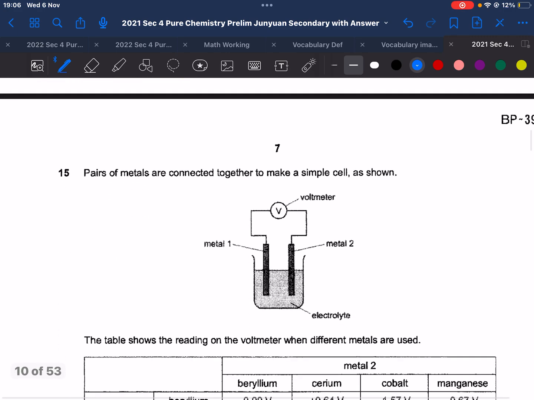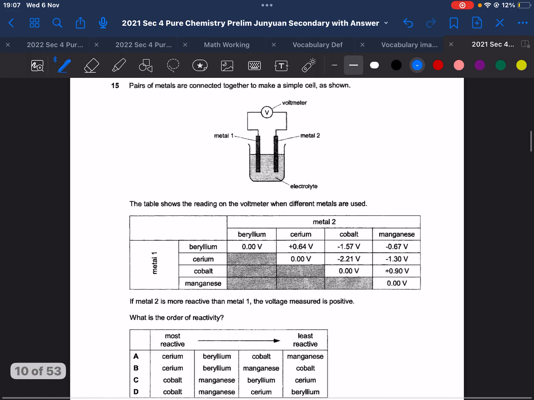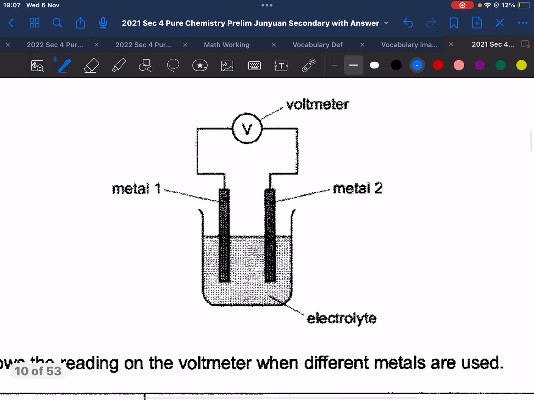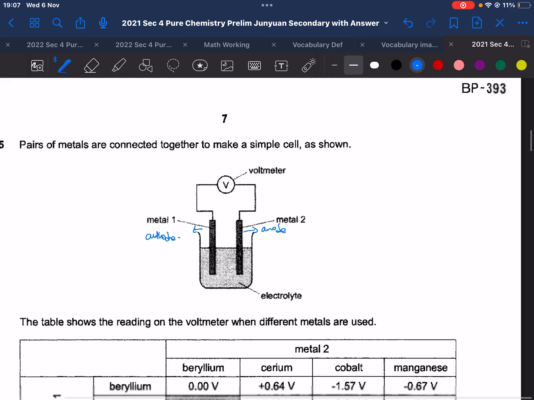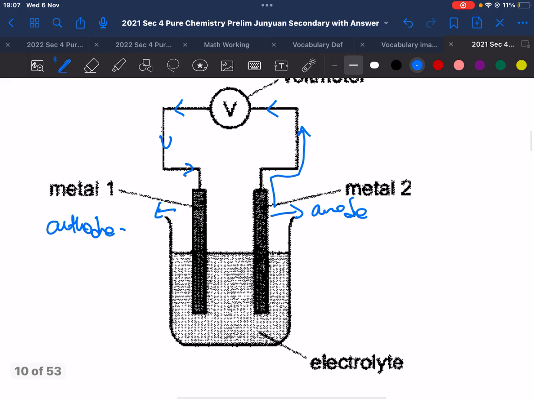A pair of metals are connected making a simple cell as shown below. Reading all of this, they say if metal 2 is more reactive than metal 1, the voltage measured is positive. So it means there's a specific direction. If metal 2 is more reactive than metal 1, this would be the anode and this would be the cathode. So the electrons will go this way. How do I know it goes this way? Because the anode is where oxidation occurs, so electrons are released, and the electrons will move this way. This will be the electron movement.